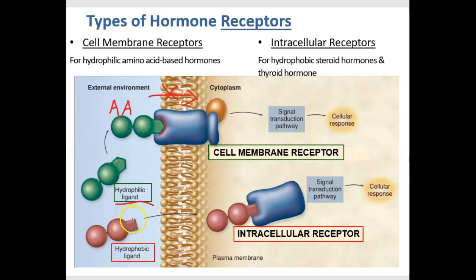The hydrophobic ligand, which are the steroids, or lipids in general, but steroids, especially if they're small enough, and they tend to be, they can get across the cell membrane and they bind to an intracellular receptor. This intracellular receptor could be in the cytoplasm or it could be in the nucleus. It could be anywhere in the cell.